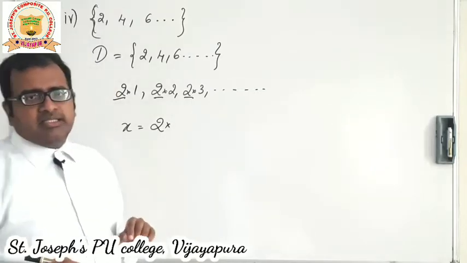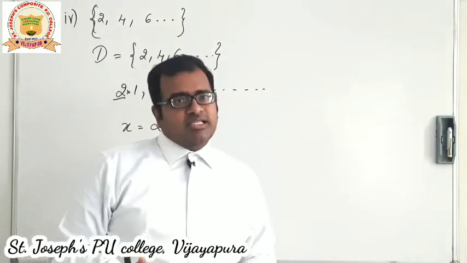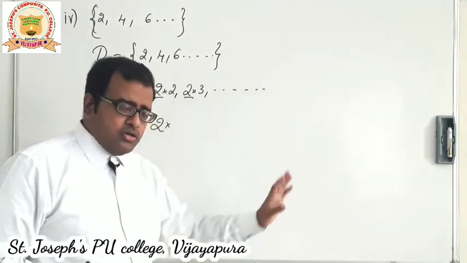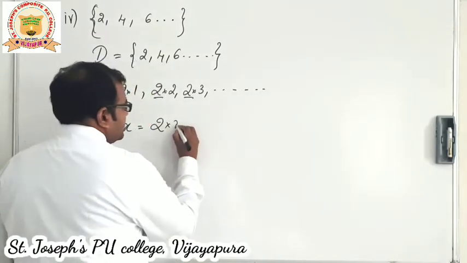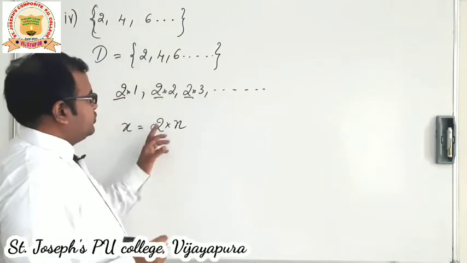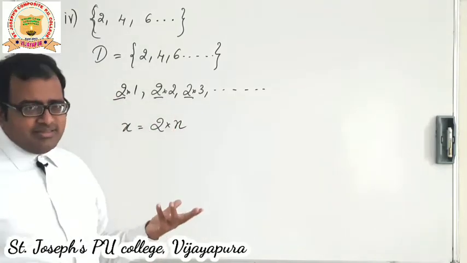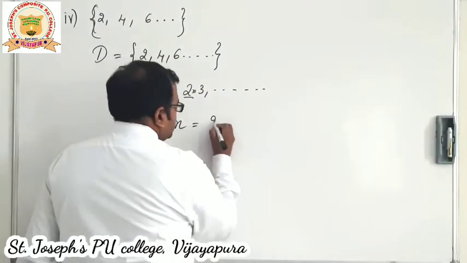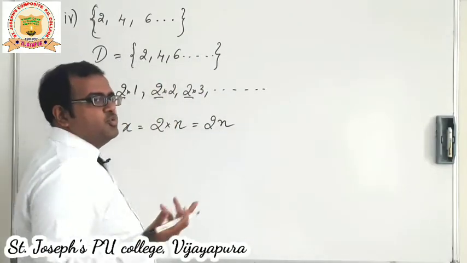What about the next terms next to 2? They are variables. They are changing: 1, 2, 3, 4, 5, and so on. So you can say that the next number is n. You can either write it as 2 into n or 2n. Both are same. 2 into n is 2n. Right? Okay, I'll write it here: 2 into n, which is 2n.